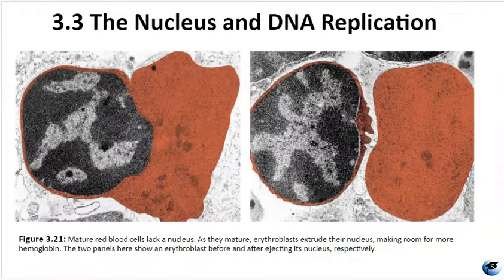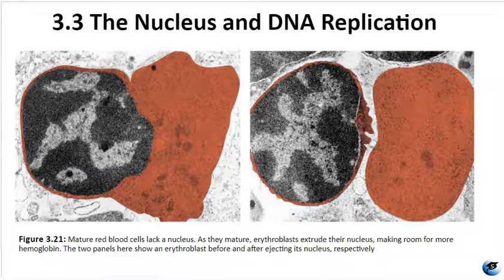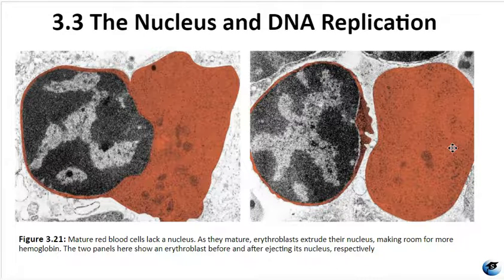Figure 3.21 shows red blood cells that do not have a nucleus. Red blood cells undergo a maturation process in the bone marrow, during which they lose their nucleus and other organelles. This process, called enucleation, results in cells that are specialized for oxygen transport via hemoglobin, and this is an important adaptation for a specific physiological role in the circulatory system.